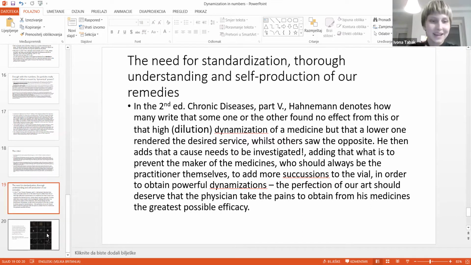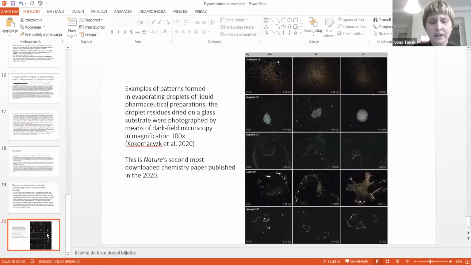And the last slide, I want to show you something amazing. So basically, these are droplets. Cool, imagine. This is scientific proof that succussions do make a difference. This was actually the second most downloaded chemistry paper in the Nature magazine of the year 2020. What the study attempted to do is they took, I think, 5 or 6 remedies.